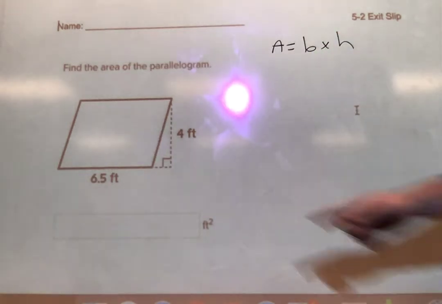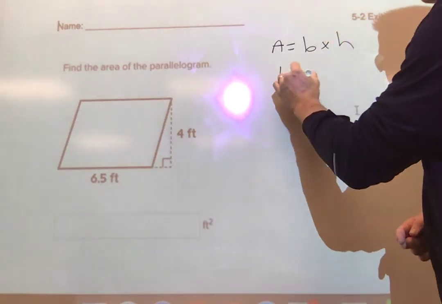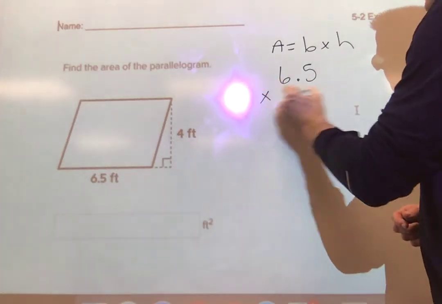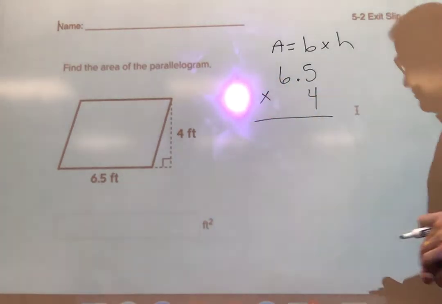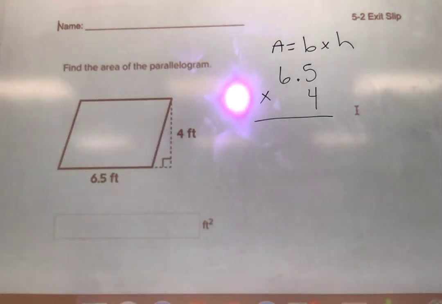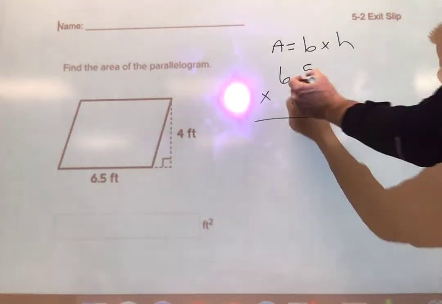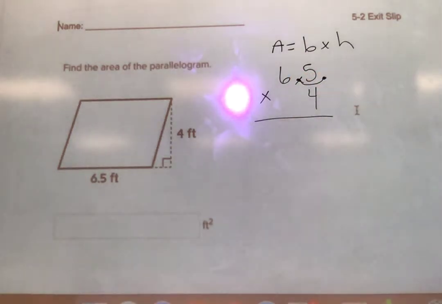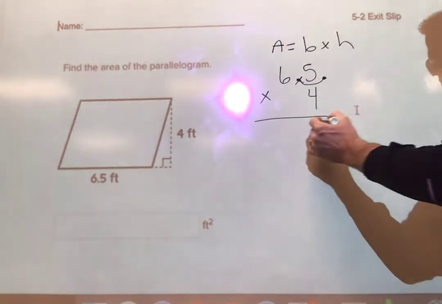Okay, so base times height, the base is 6.5. And the height is 4 tall, so I can just take 6.5 4 times, just like if it were a rectangle. So really easy formula here when we see that parallelogram. Remember, when we multiply, we're going to move that decimal over once, to make it 10 times bigger, so it's like 65 times 4. So let's do the math for 65 times 4.